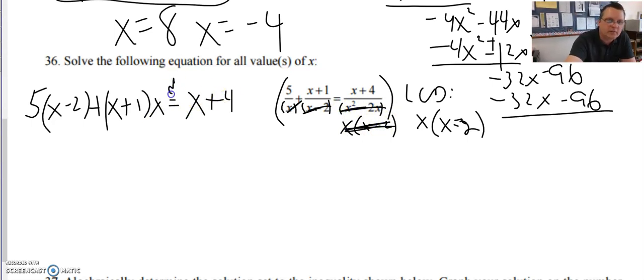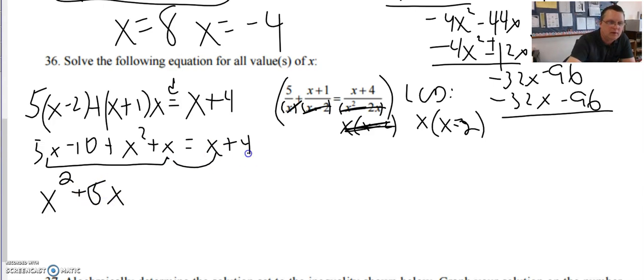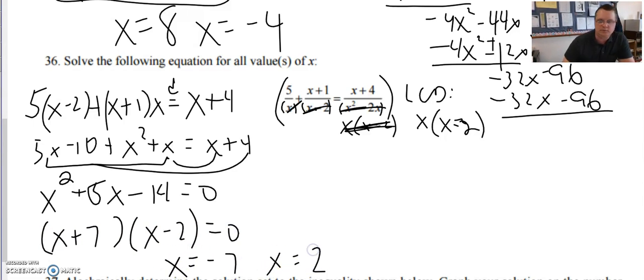See how it's an equation? So you can get rid of the denominators. So this is a 5x minus 10 plus x squared plus x equals x plus 4. Now combine the like terms, get everything on one side because you have an x squared. So let's put it in descending order. You have an x squared, so here I have, look, 6x minus 1 is plus 5x. Bring the 4 over, minus 14 equals 0. X plus 7, x minus 2 equals 0, x equals negative 7, x equals 2.